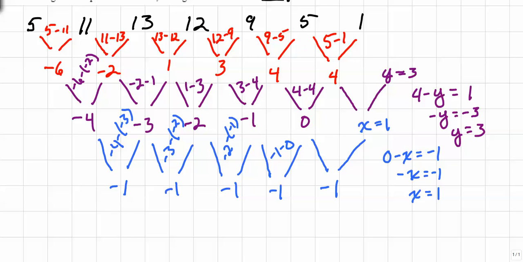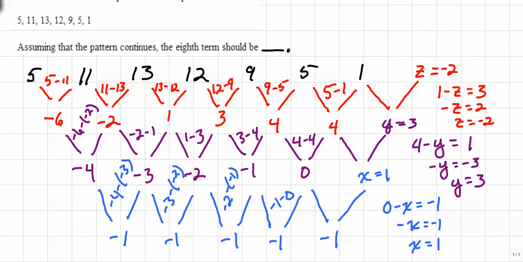Then we're going to do it one more time, backing up this number here, this 1, and we're going to subtract some other variable, let's call it z, and we'll end up with 3. So we're going to have 1 minus z is equal to 3. Therefore negative z is equal to 2, and we can say that z is equal to negative 2. And this right here, this negative 2, is going to be our 8th term. So this right here is the 8th term.